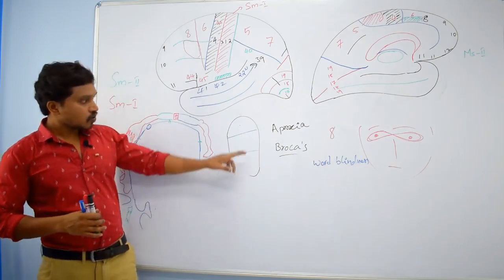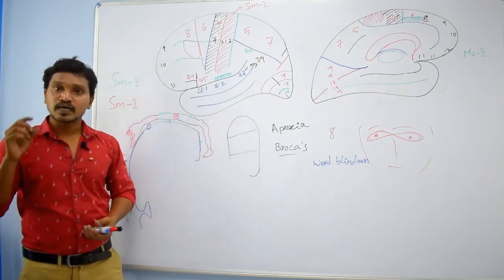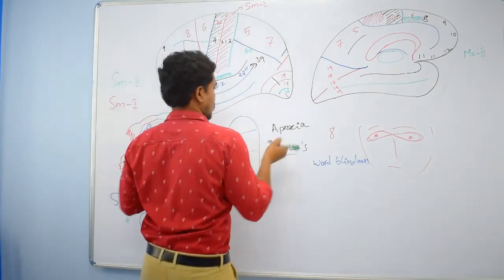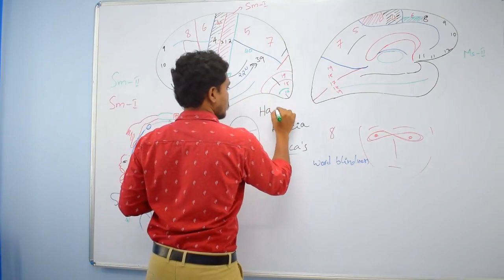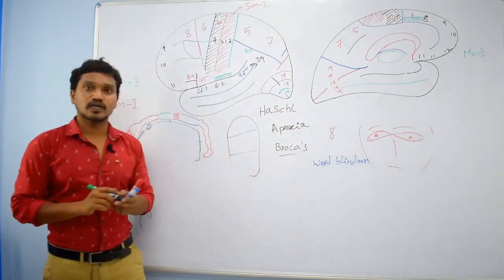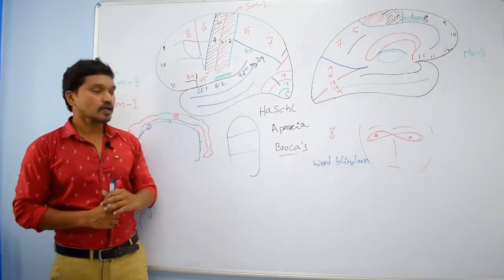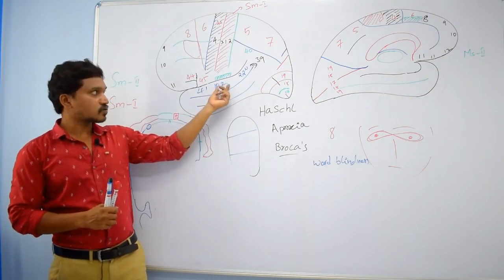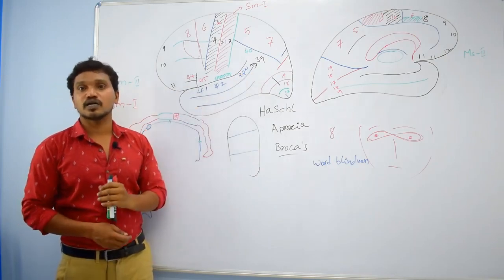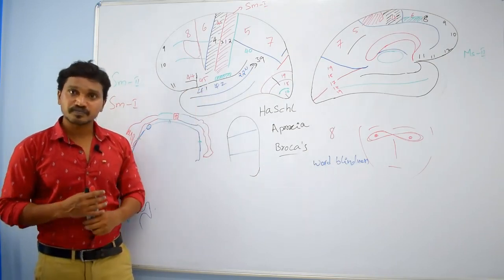Clear? Now what is this area called? This area we call the transverse gyrus of Heschl. Within that we can find area number 41. Then behind that is area number 42, and the most posterior part is area number 22. This area we can also call Wernicke's area.